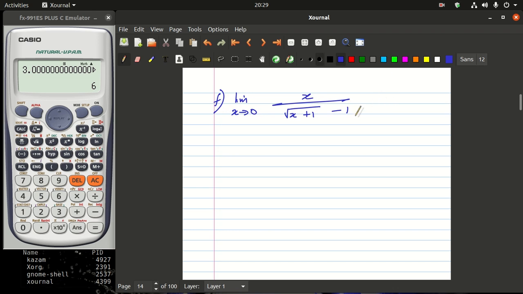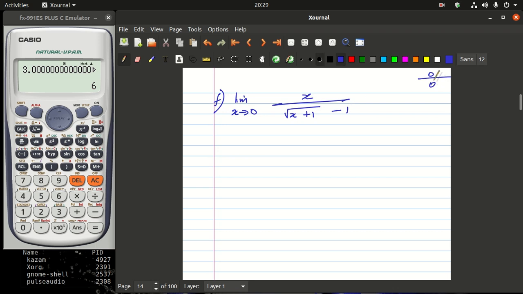Of course, the first thing that you need to do here, if I'm plugging in a 0 here, I will have a 0 in the numerator. If I plug in a 0 here, I will have 0 plus 1 is 1, the square root of 1. The square root is always positive as long as there is no negative in front of it. So we have the square root of 1 is going to be 1, minus 1. So you have a 0.